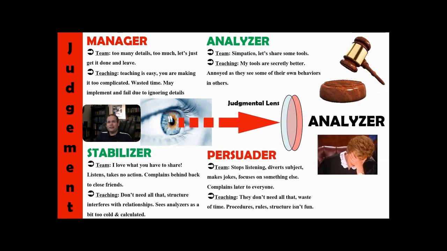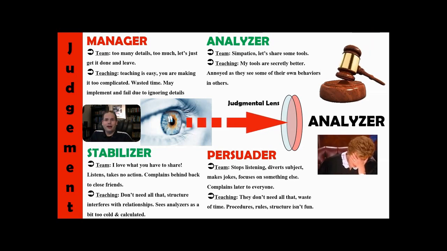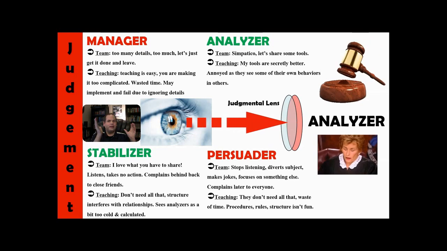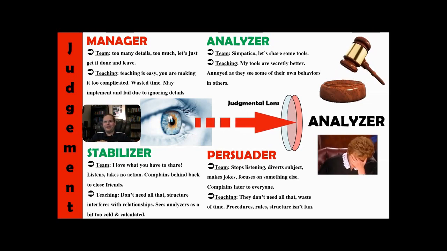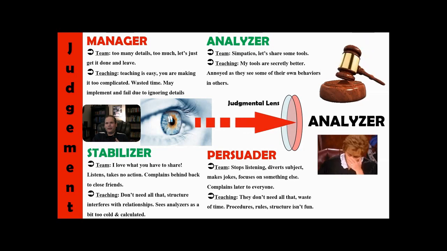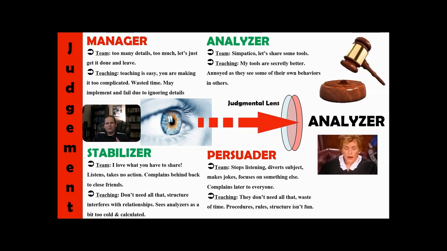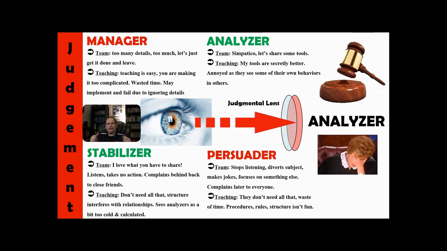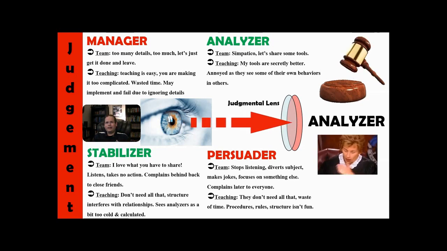Finally, persuaders and analyzers do not get along at all. They tend to be polar opposites. I'm thinking of the odd couple: the one person that organizes their sock drawer by certain colors, and then the persuader who is just throwing their socks wherever they want. Persuaders just aren't run by those details. And on a team, the persuader doesn't really want to get into business so much. They don't want to spend a lot of time on it, so they tend to stop listening, and they'll divert the subject.